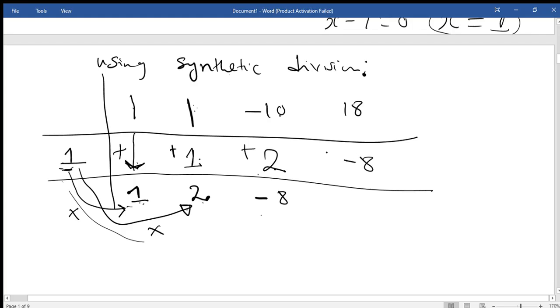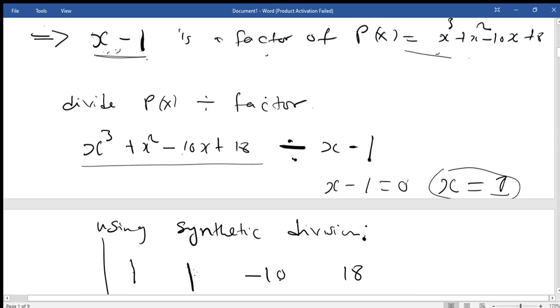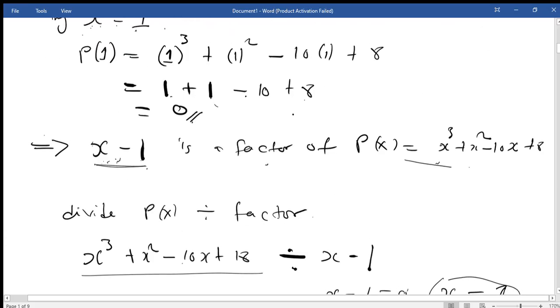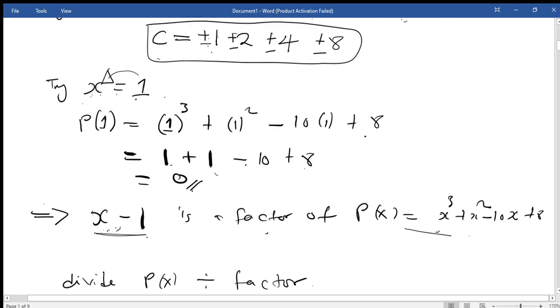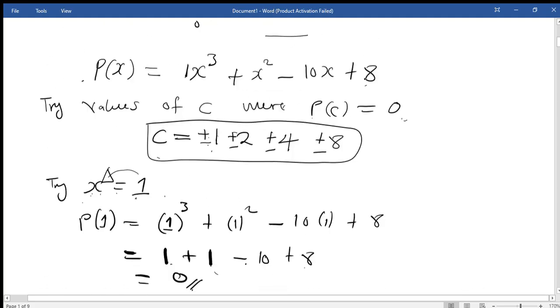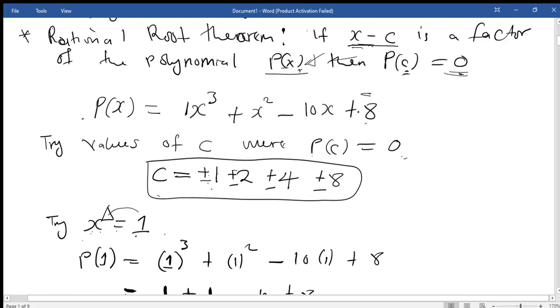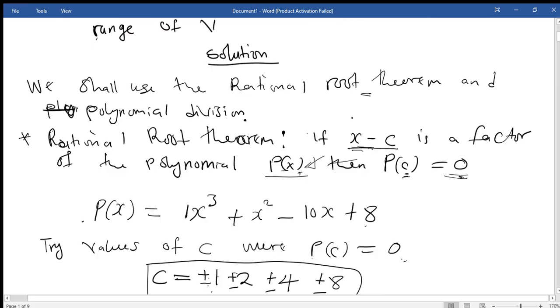From there, what do we do? Am I correct? Yeah. So 18, so this is negative 8 or 18. Let me go back. Let's go back to our polynomial. The polynomial is positive 8 here. So I think I've made a mistake here.